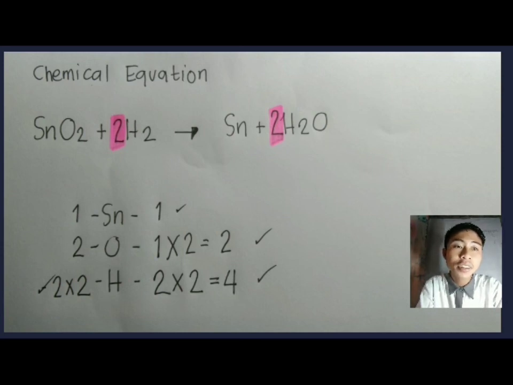Nag-add tayo sa reactant, nag-add tayo ng 2 sa hydrogen, kaya 2 times 2 is equal to 4. Sa product naman, meron tayong 2 na atoms times 2. Nag-add tayo ng 2 na coefficient, kaya naging siyang 4. So, balance ang ating equation.